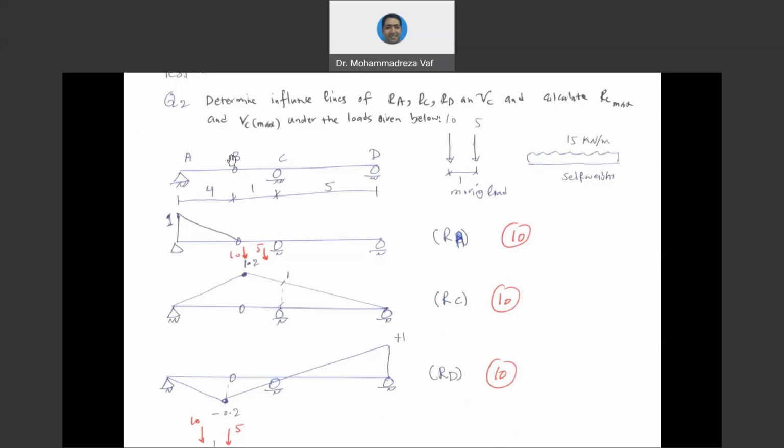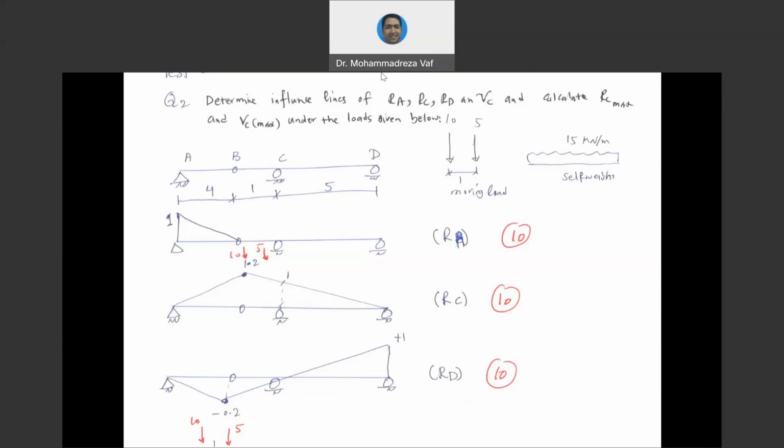Actually, this one should be B. It is mistakenly written to be C, so it should be B. Please correct it inside your note. And these maximum forces or reactions are going to be calculated due to two loads. One is going to be a moving load, 2-point loads with a distance of 1 meter is our moving load. And we have a self-weight or dead load that is going to be all over the span.